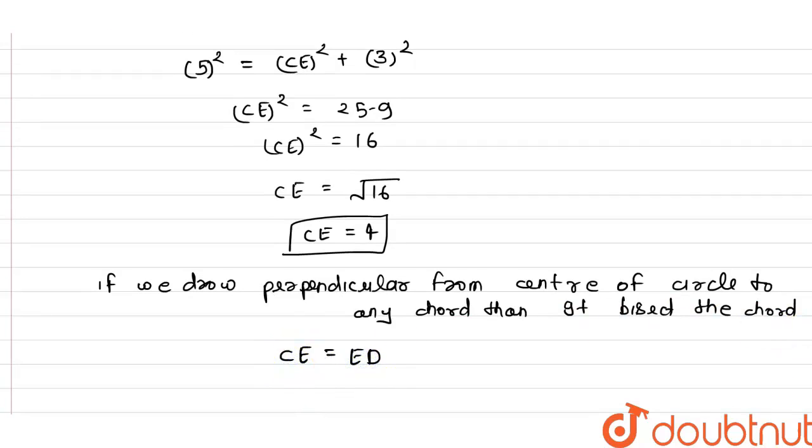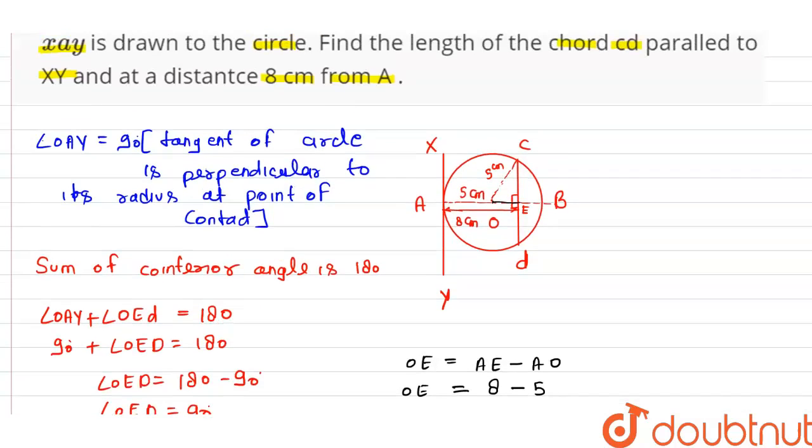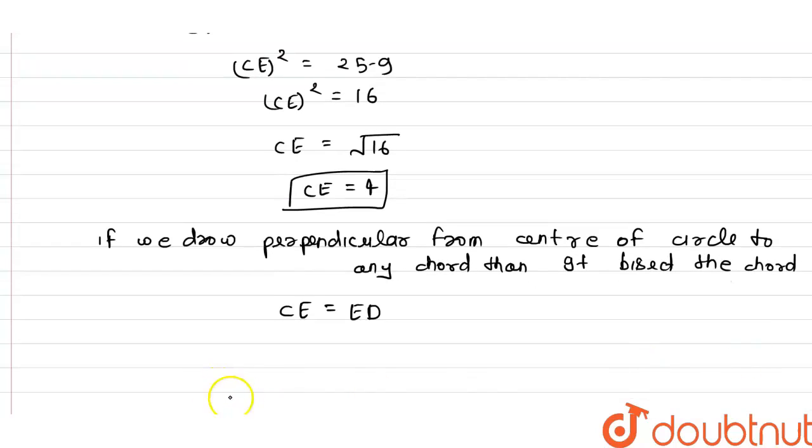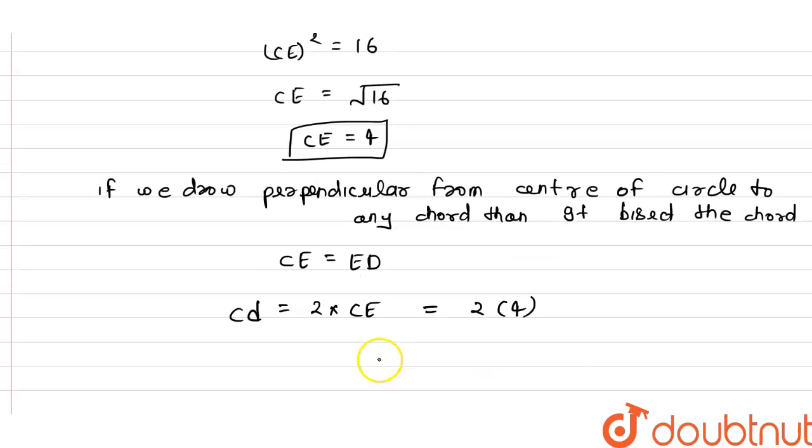And here in the given question we have to find the value of the chord CD. So CD equals 2 into CE, and we have already calculated the value of CE, that is 4. So the value of CD will be 8 centimeters. This is the value which we have to find.